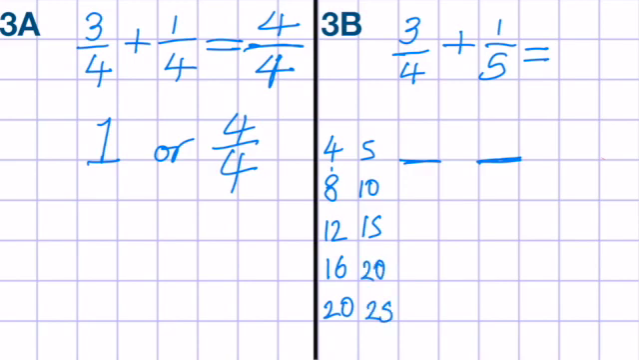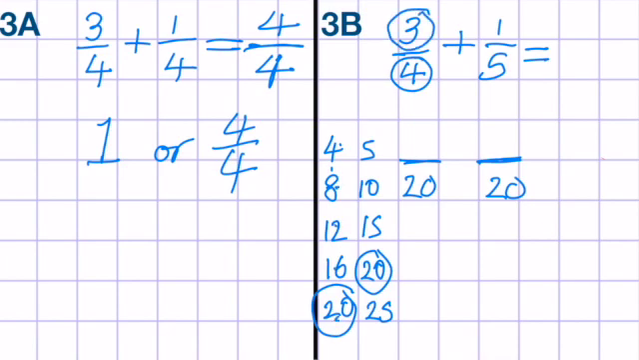I now need to find a common multiple of 4 and 5. And I can see that that is going to be 20. So my new denominator is 20. Now when I look at 4 here, what have I multiplied 4 by to make it into 20? 1, 2, 3, 4. I multiplied it by 5. So I need to do the same thing to the numerator. 3 times 5 is 15.